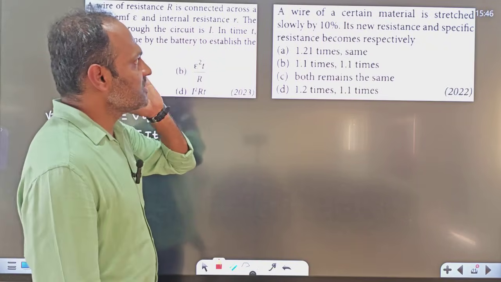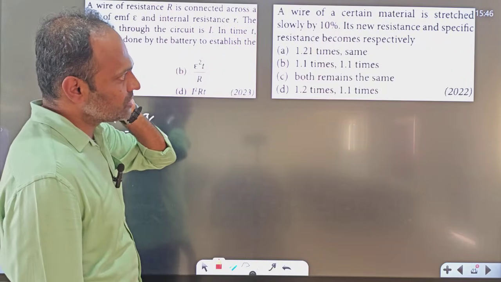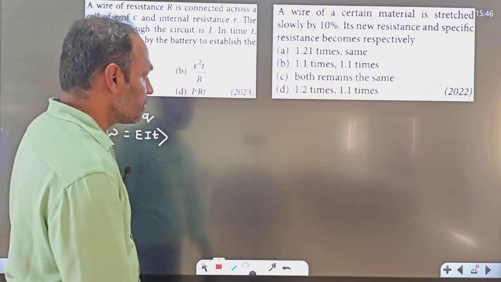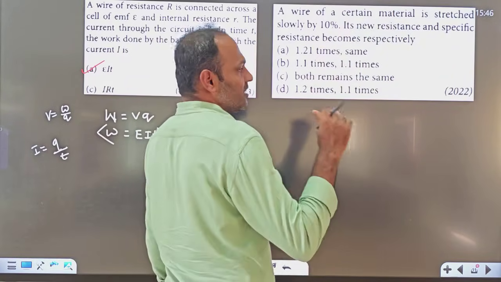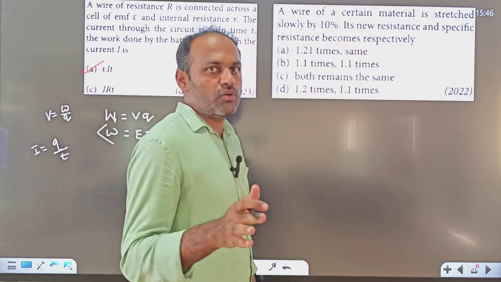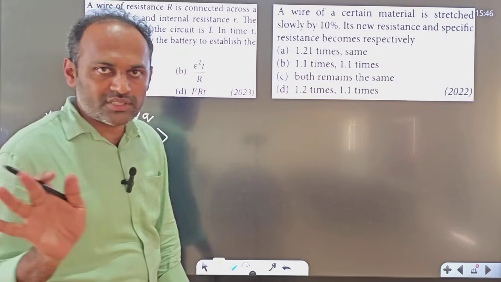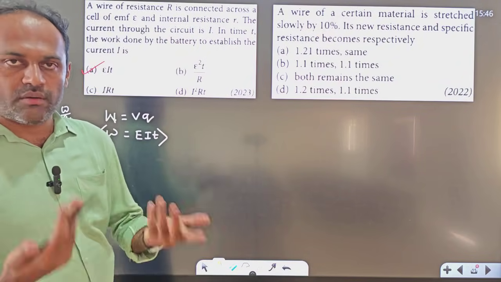A wire of certain material is stretched slowly by 10%. Its new resistance and specific resistance becomes respectively. Okay, if the wire is stretched by 10%, how much will be the new resistance, they ask. There is a separate video on stretching and compression. I've told all the shortcuts related to those things, so you will get a clear idea about that.